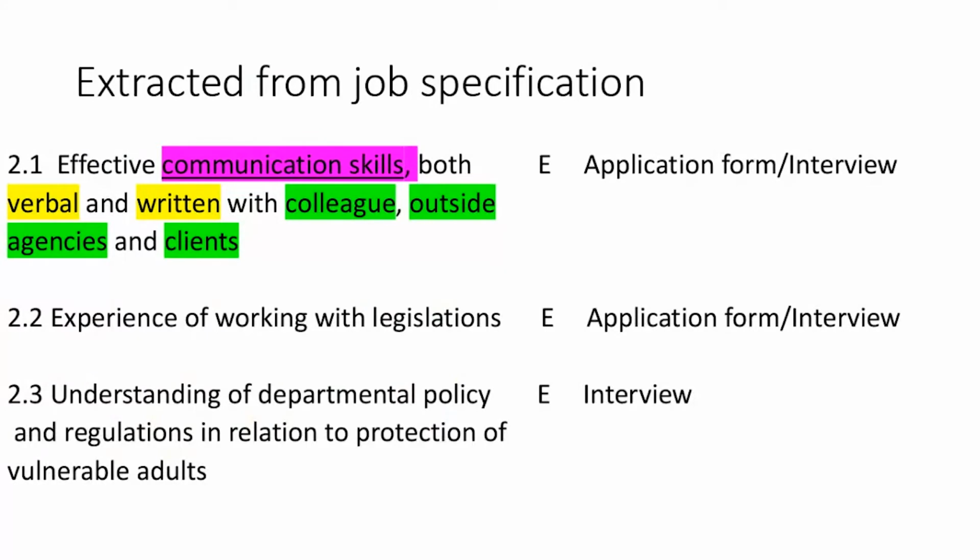Right. So now, extracted from the job specification, I've put some examples. The list, as some of you would know, is much longer than that. You would have maybe 20 points or so to target. Here you've got only 3. So the first one, again, I've used colors. Effective communication skills, both verbal and written, with colleagues, outside agencies and clients.